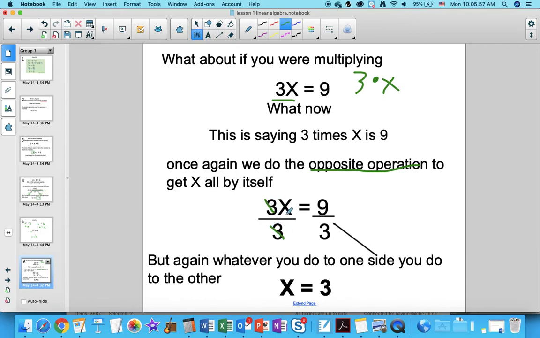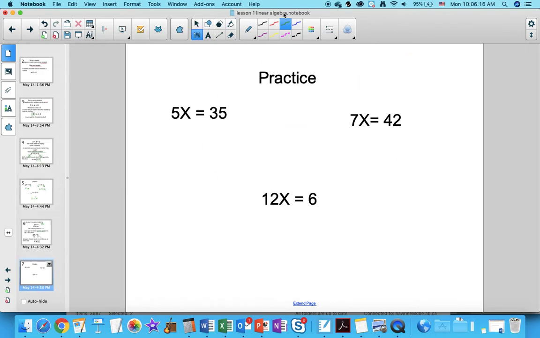Now x is by himself, but whatever I do to one side, I do to the other side, so I have to divide this side by 3. 9 divided by 3 is 3. x equals 3. And I can test my answer. I take this 3, and I drop it where the x is. 3 times 3 is 9. It works, right? So try these. Pause the video and try these.